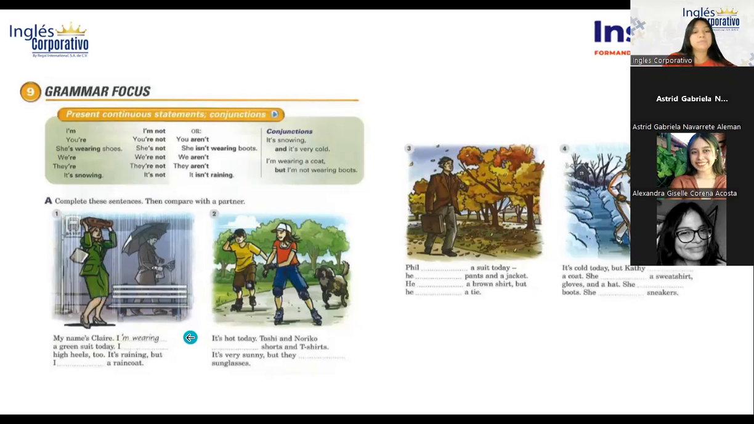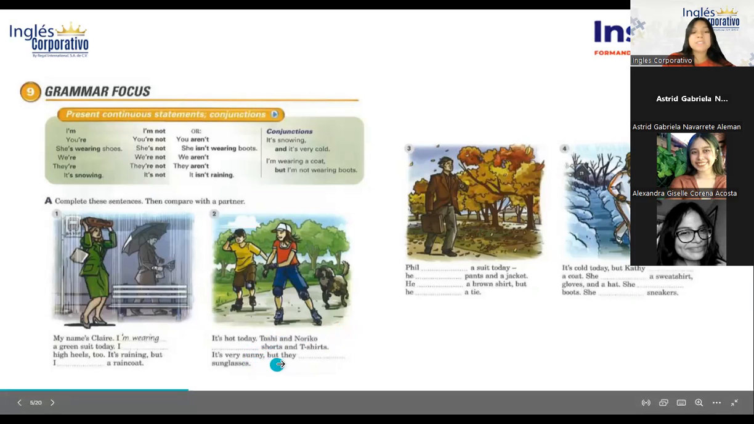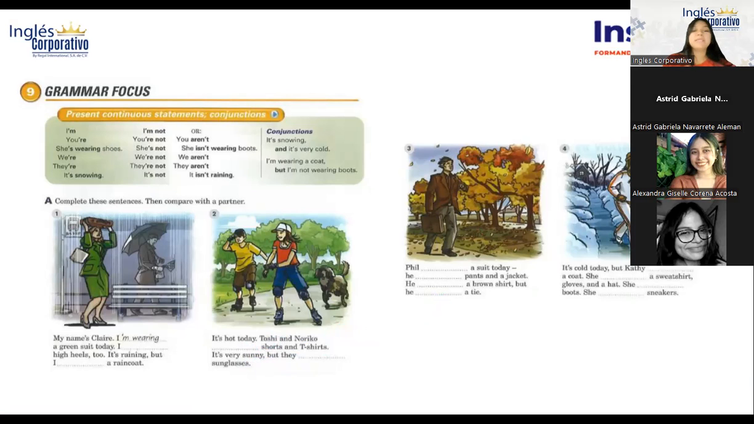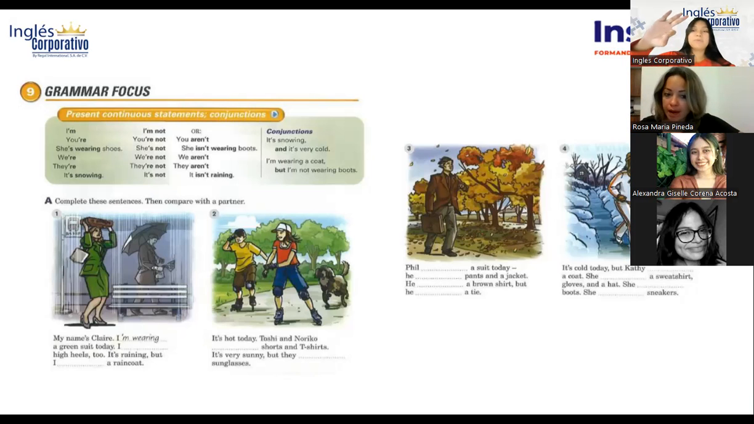Number two. It's hot today. Toshi and Noriko are wearing shorts and t-shirts. Excellent. It's very sunny, but they are not wearing sunglasses. Excellent. Perfect. It's very sunny, but they aren't wearing sunglasses. Aren't wearing, Bernard. Wearing, yes. Perfect.